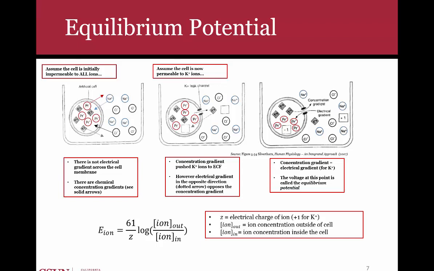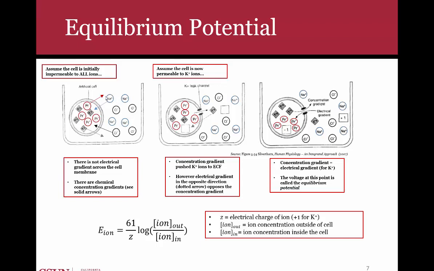So let's talk about the kinds of forces that are driving them. When the cell is initially impermeable to these ions, you're going to have a couple of forces pushing them in and out. Let's talk about the electrical forces. First, let's count the number of negative ions: 1, 2, 3, 4. Positive ions: 1, 2, 3, 4. So you're electrically neutral on the inside. Same thing on the outside, right? You have 4 sodiums, you have 4 chlorines. You're electrically neutral on the outside.